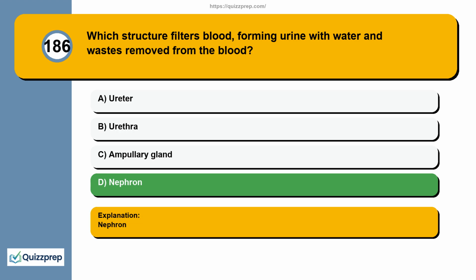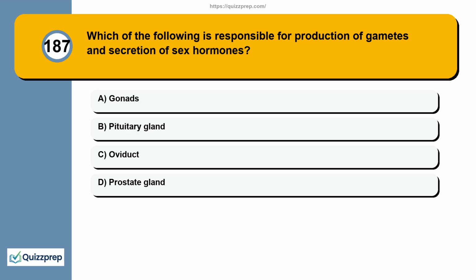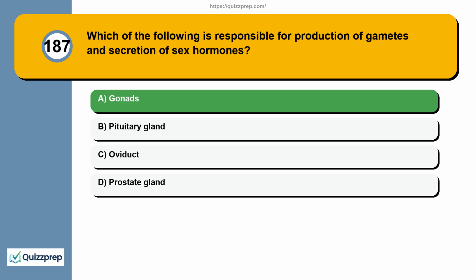Nephron. Question 187. Which of the following is responsible for production of gametes and secretion of sex hormones? Option A, gonads. Option B, pituitary gland. Option C, oviduct. Option D, prostate gland. The correct answer is option A, gonads.